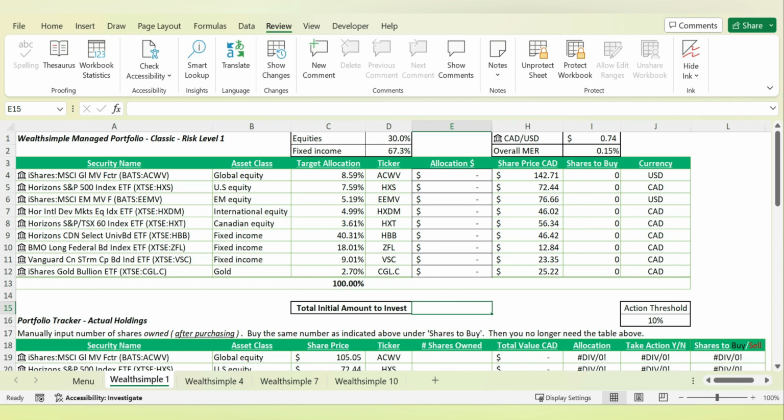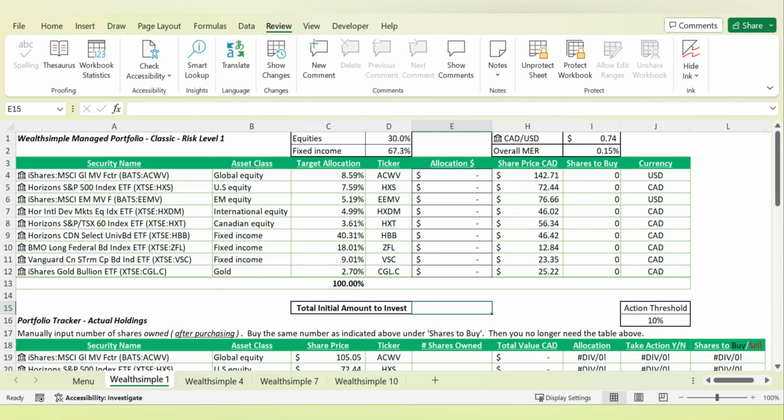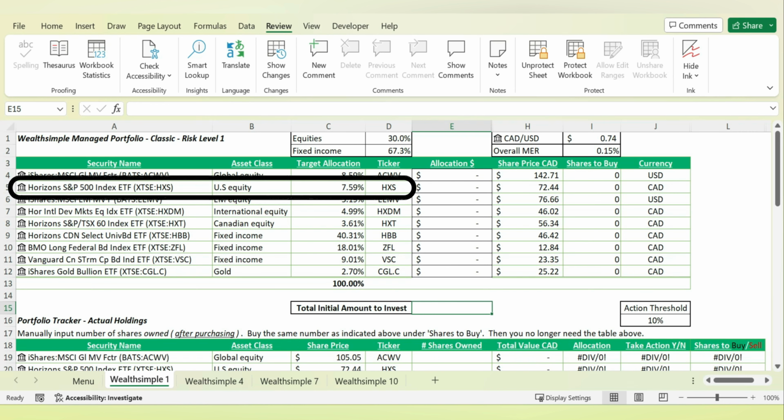Rounding out this portfolio, we have a gold ETF that has an allocation of 2.7%. As you can see, the overall MER is 0.15%. Not bad for a portfolio. However, if you are dealing with US dollar ETFs, then you probably want a lower MER than this. Furthermore, if you are working with US dollar ETFs, then you probably want, at the very least, for your US equity ETF to be in US dollars.